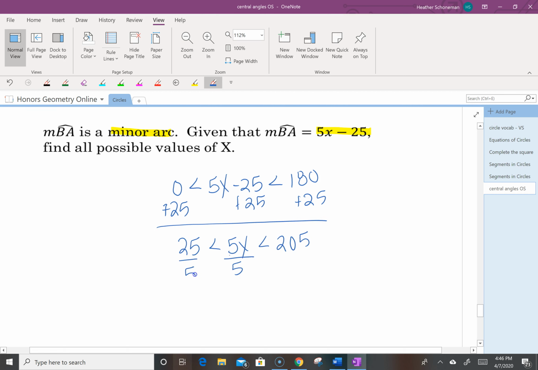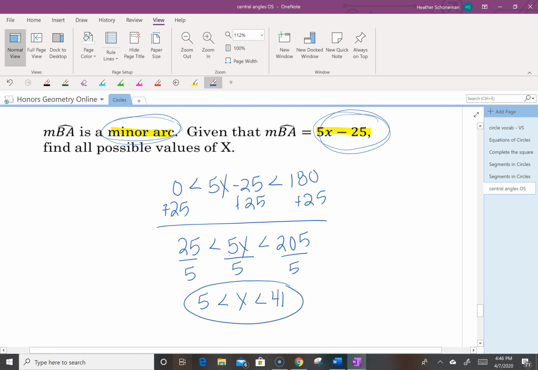And now we're going to divide all sides by 5. So I get 5 is less than x, which is less than 41. And this is, oh goodness, our final answer. What this means is that if you picked a number anywhere between 5 and 41 and put it into this expression, it would give you a value that is a minor arc. Yes, we know a minor arc is between 0 and 180, but if we picked a number between 5 and 41, put it into this expression, it would give you a minor arc.